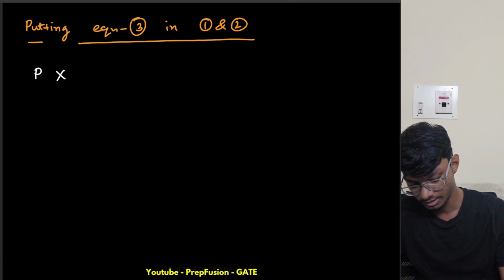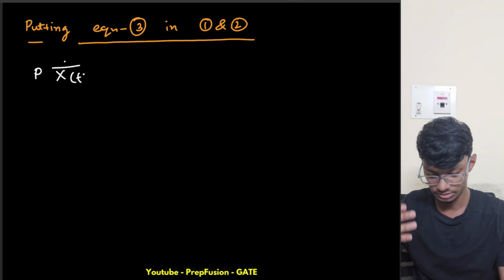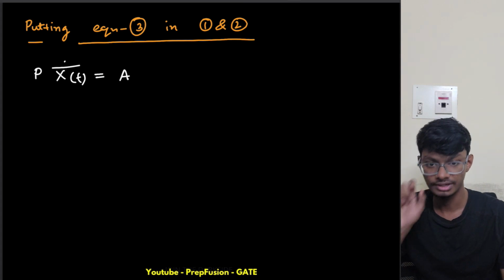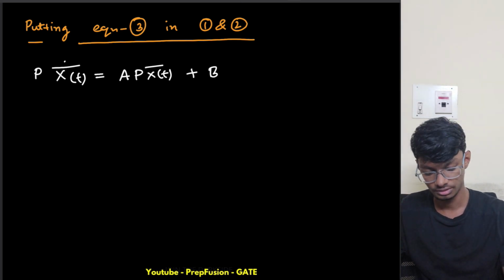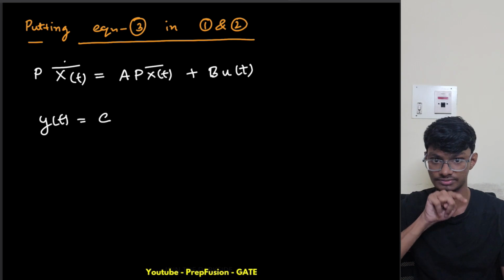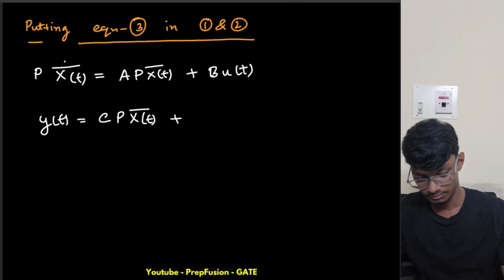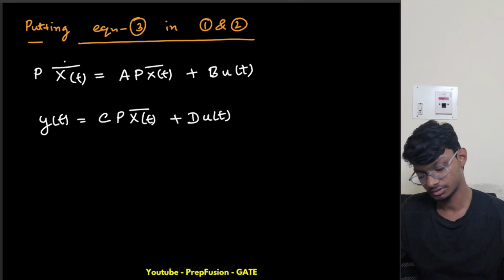Now this will become x bar dot of t, the differentiation. A will remain here, but x of t will be replaced with P times x bar of t. With B we have only u of t, so this won't change. Here we have y of t, so this won't change. Here we have C, and x is present again, so that changes to P x bar of t, plus D u of t.